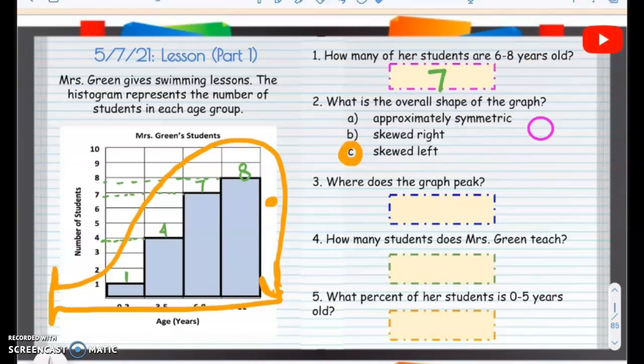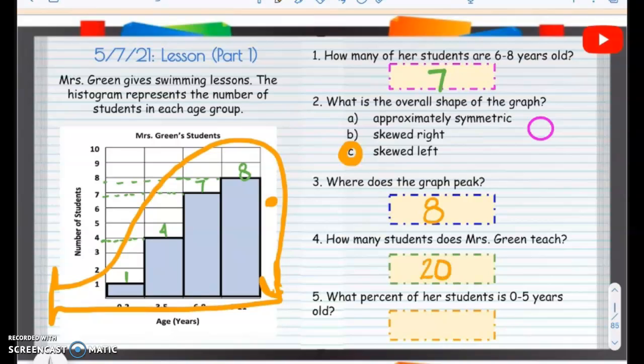All right, so where does the graph peak? So what is the highest point of the graph? Well, the highest point is 8. So the highest point, or the peak, is at 8. How many students does she teach? Well, we know that she has 8 of this age, 7 of this age, 4 of this age, and 1 of this age. So when we have 8 plus 7 plus 4 plus 1, we have 8 plus 7, that's 15. Plus 4 is going to be 19, plus 1 is going to be 20. So she teaches 20 students.